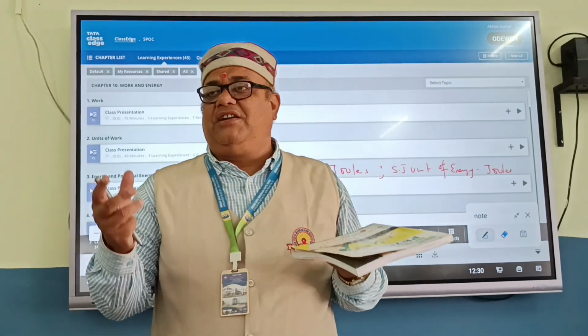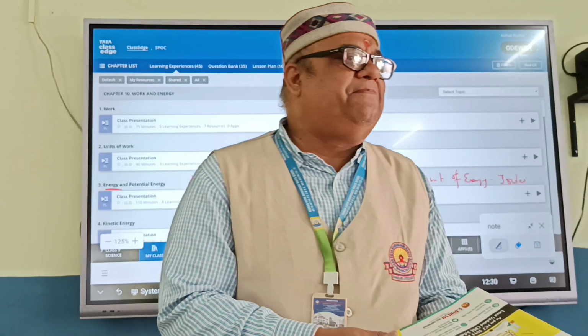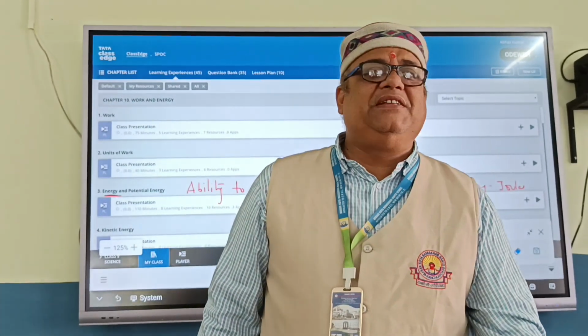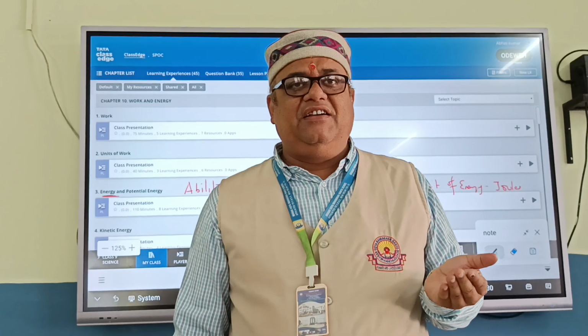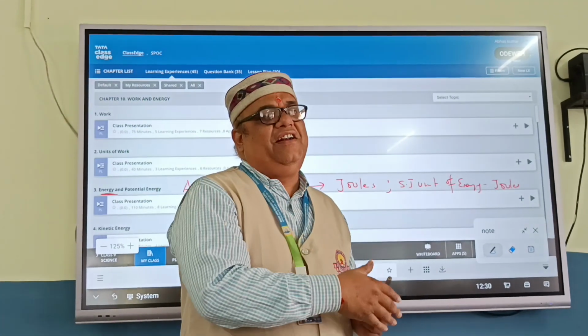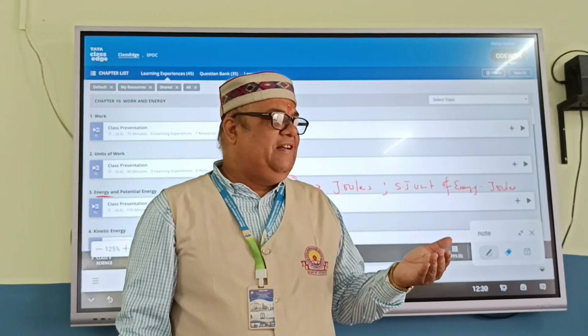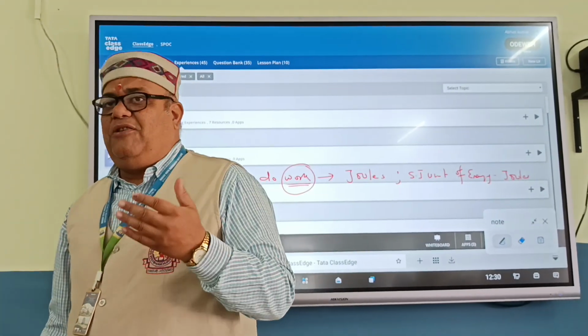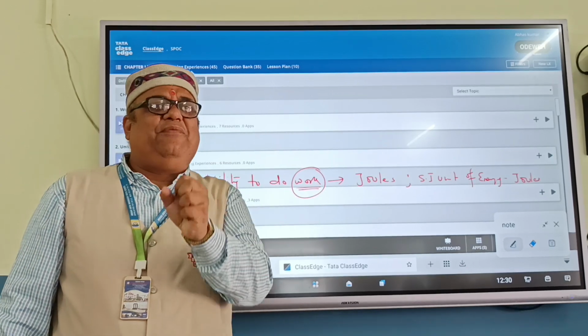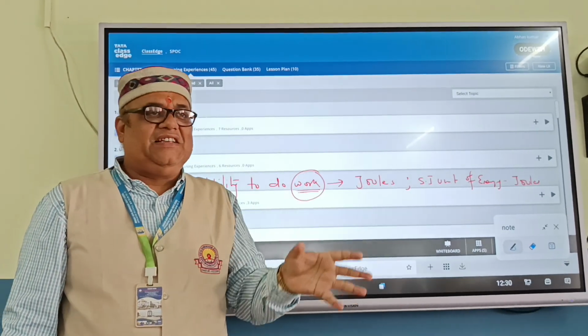For example, water stored in a dam. What kind of example is that? Potential or kinetic? Potential energy. And if water is flowing through a pipe, what kind of energy is it having? Yes, kinetic energy. So potential energy, the energy possessed in a body by virtue of its position or rest, is called potential energy.